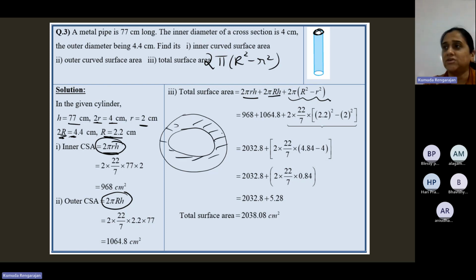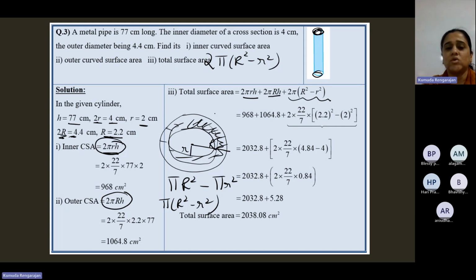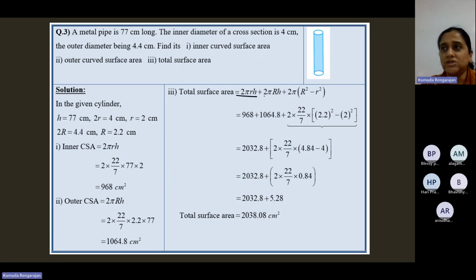How will you find the area of this shaded region? Area of the outer circle, pi R square, minus the area of the inner circle, pi r square. So pi is common, R square minus r square is the area of this portion. That's what is here and here. So pi (R square minus r square) into 2. So 2 pi R h plus pi (R square minus r square) into 2.